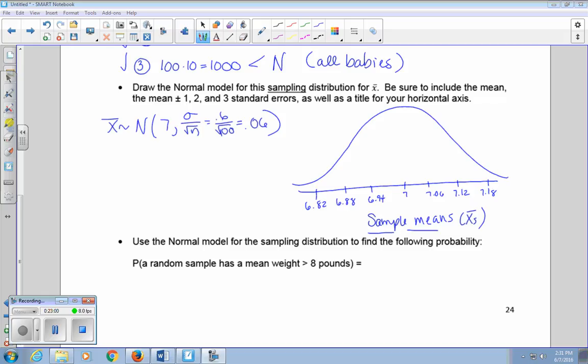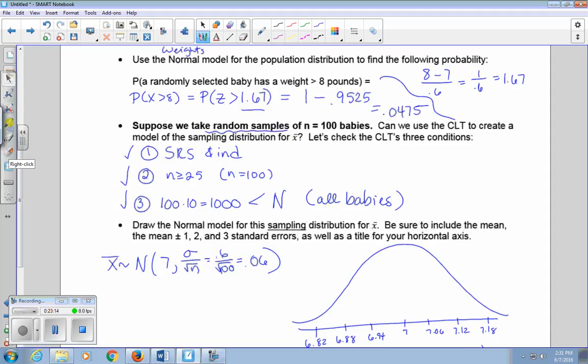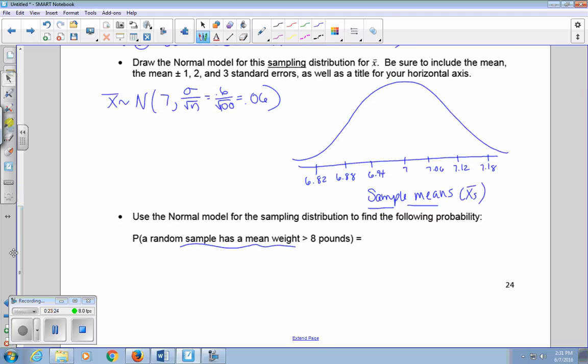Use the normal model for the sampling distribution to find this probability: the probability that a random sample has a mean weight of greater than 8 pounds. Notice the difference in the language between this question and the one up here. Up here, we had a randomly selected baby, an individual baby being selected. Down here, we're talking about an average, a mean weight. So if we took a sample of 100 babies, what's the probability that we'll see an X bar that's greater than 8?